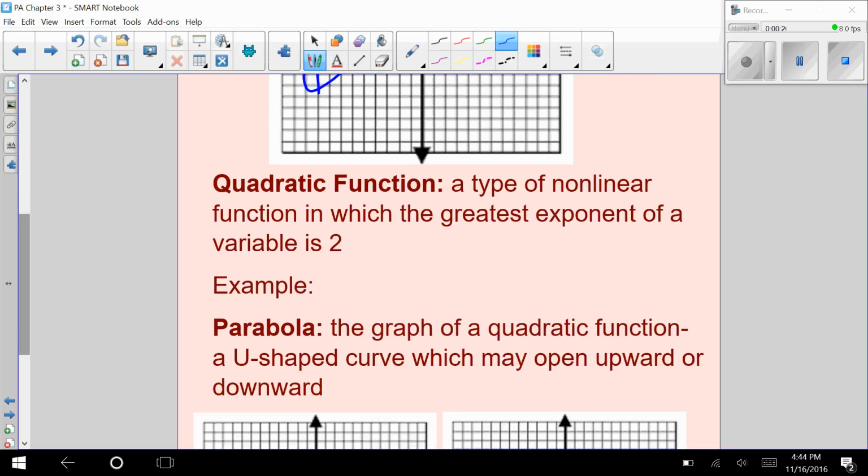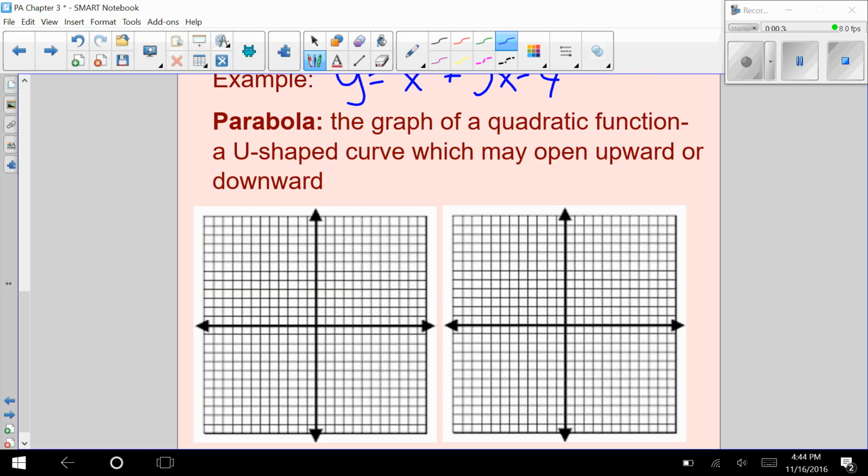A quadratic function is a type of nonlinear function in which the greatest exponent of a variable is 2. So an example for this is y equals x squared plus 3x minus 4. That is a quadratic function because the greatest exponent is 2. A parabola is the graph of a quadratic function. It'll be a U-shaped curve which may open upward or downward. So an example of opening upward is right there, and an example of opening downward is this one right here.